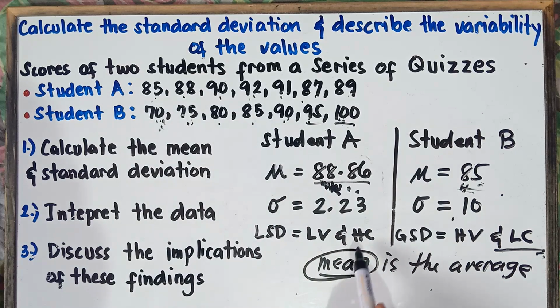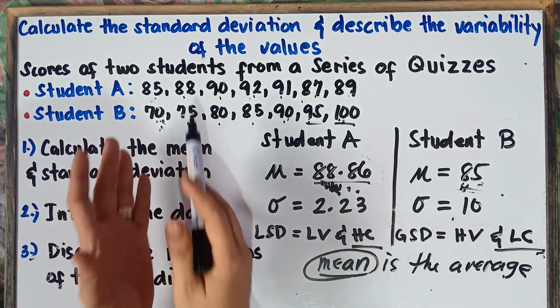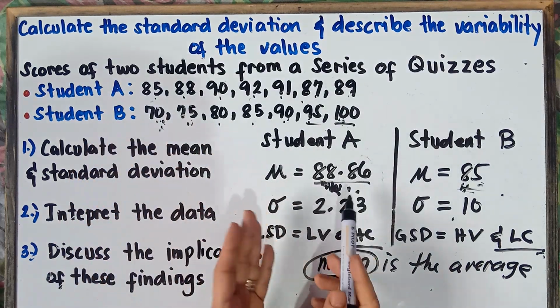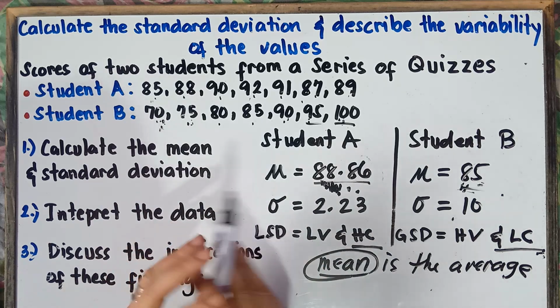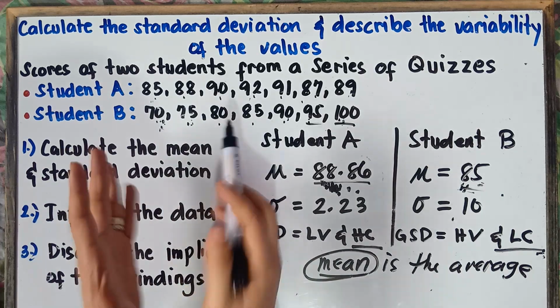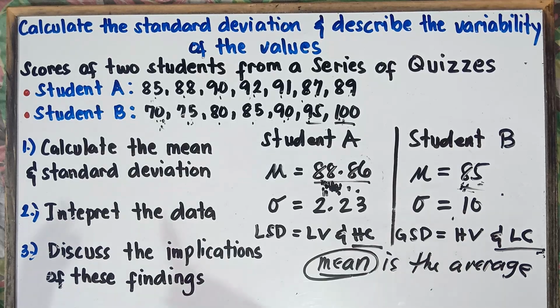Therefore, class, that's why you have higher consistency, because it shows that the students perform consistently across quizzes. The scores, class, are near the average. Therefore, the performance of student A is consistent because the scores are near the average. I hope it's clear for you, class.